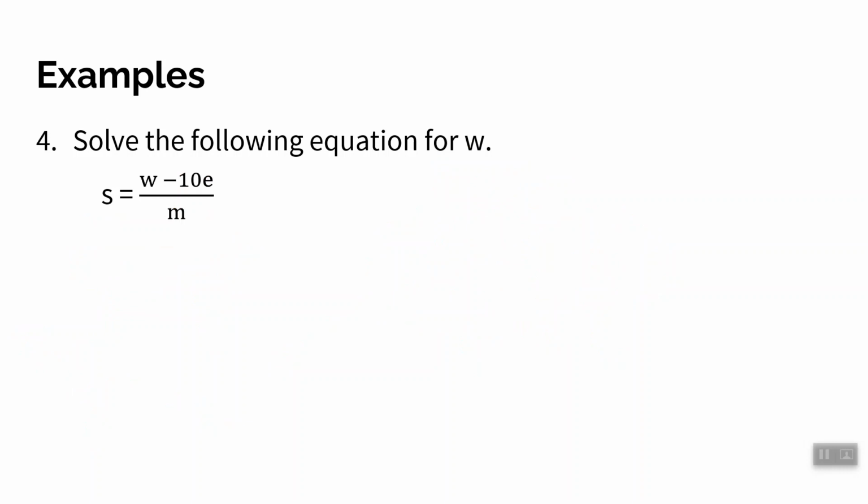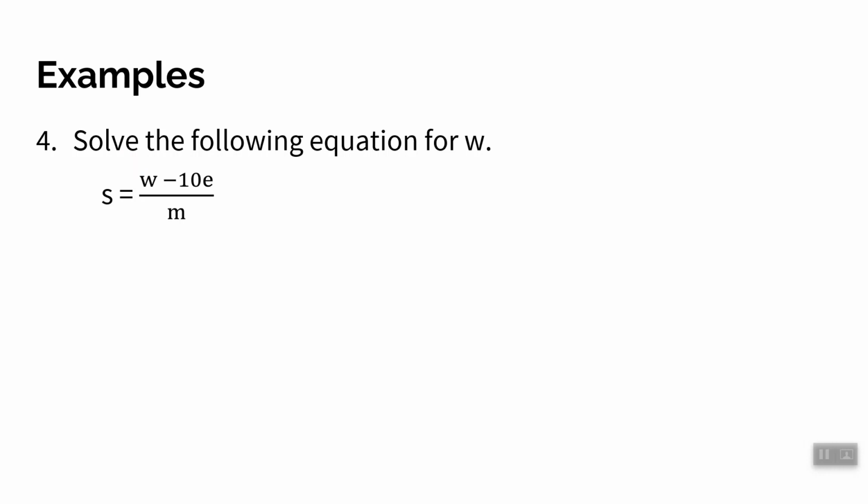Okay, number 4, still getting more complicated because you can see a lot of variables, lots of operations. We want to solve that equation for W. So W is way up here in this numerator. How in the heck do we get that thing by itself? So S equals W minus 10E all over M.